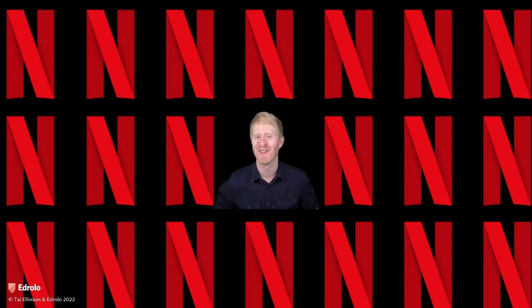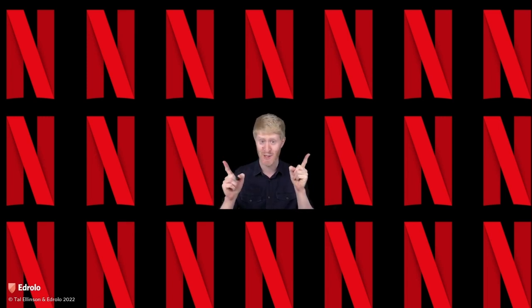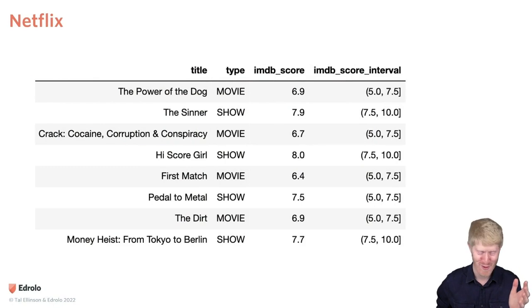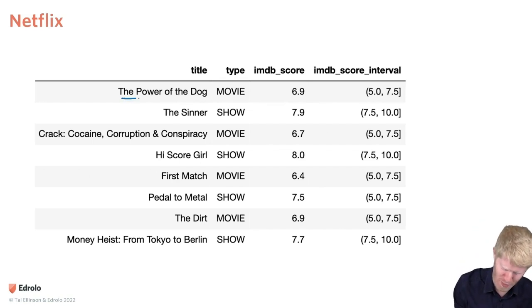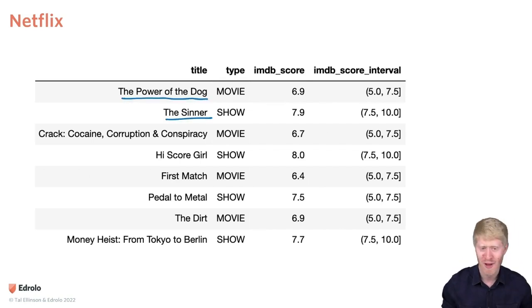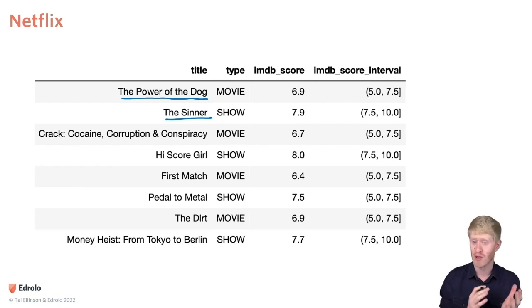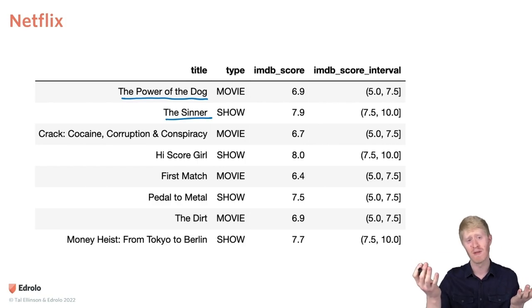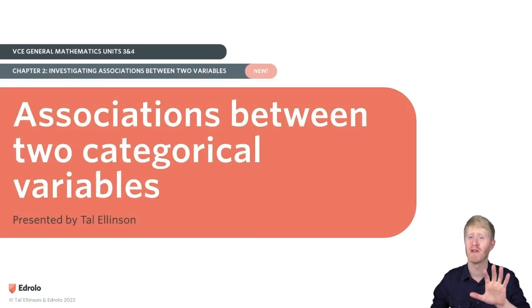Hello everyone and welcome to today's lesson, the beginning of Chapter 2. The data that you see before you represents over 5,000 titles taken from Netflix in 2022. We have The Power of the Dog, The Sinner, and all of these are either movies or shows. We also have their IMDb rating. And the key guiding question we have for today's lesson is what's better on Netflix, their movies or their TV shows? Today's lesson, association between two categorical variables.